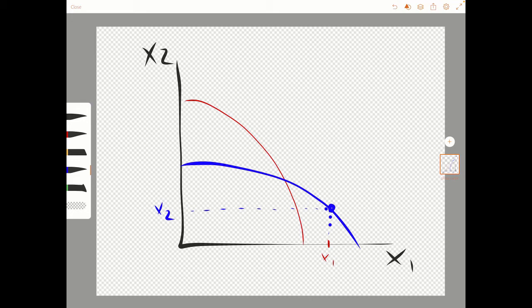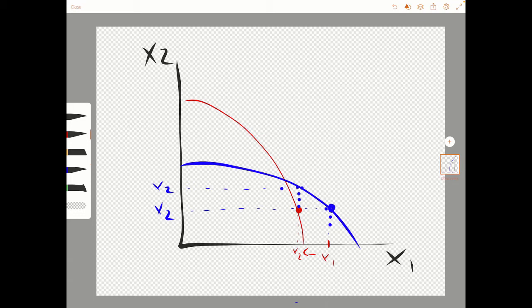Now, I see that, and eventually I do respond to it, and I say, if you're going to produce that amount of output, well, I want to be on my reaction function, so I'm going to decrease how much I produce to get here to x2. And then you look at that and say, well, if you're going to produce x2, then I am going to go to my reaction function. So this is like x2b.